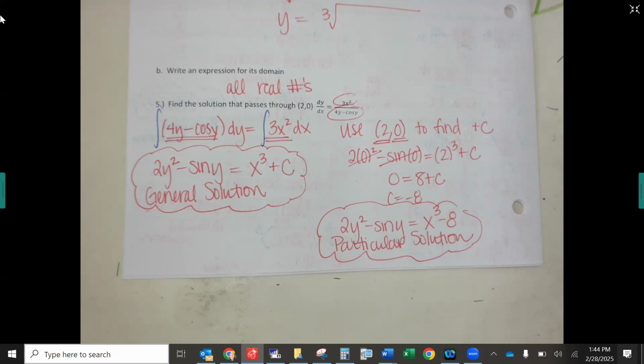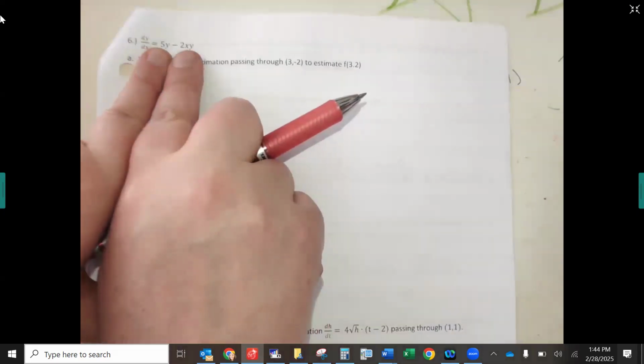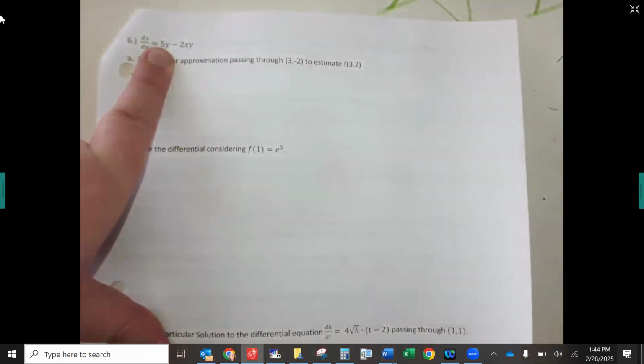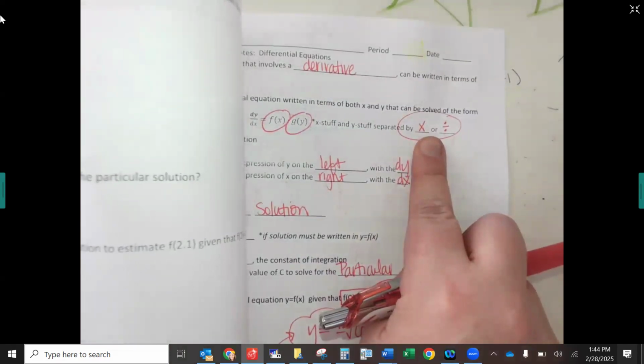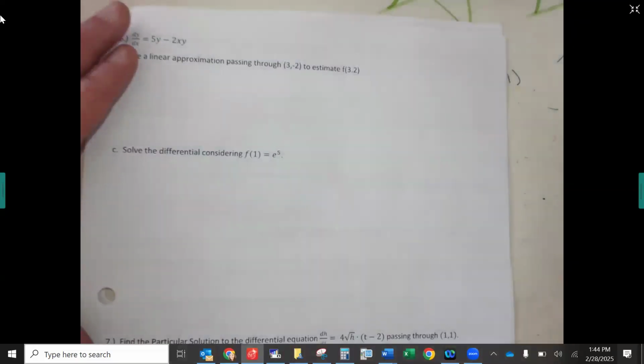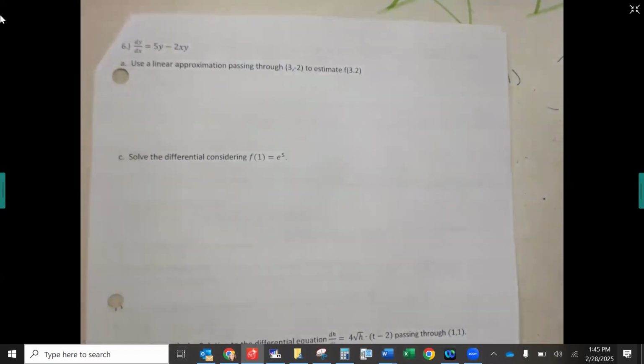So take a look at number 6. Your dy dx has 5y minus 2xy. What's the operation, though, between this x and this y? Minus, and that's not one of the separable operations. If you peek back on the first page, what did we say? It has to be times or divide. Minus is not an option. So look at that algebraic expression again. How could I separate the y from the x with multiplication in between? How could we pull the y out where now it's a multiply y?